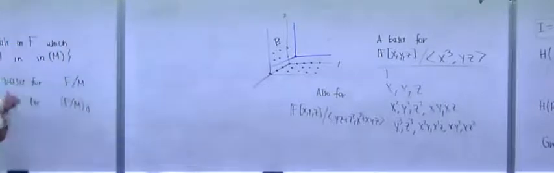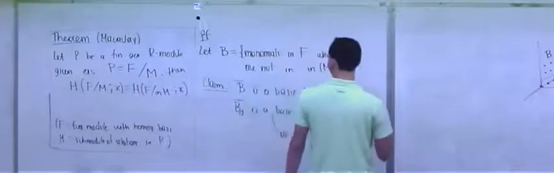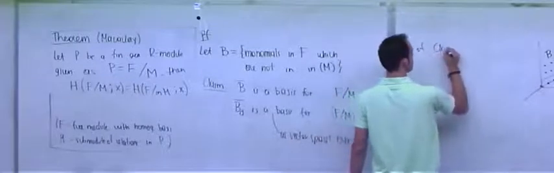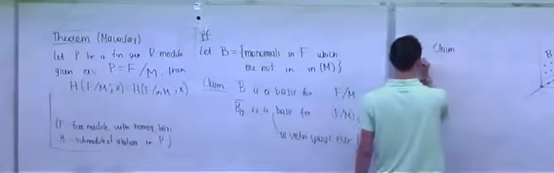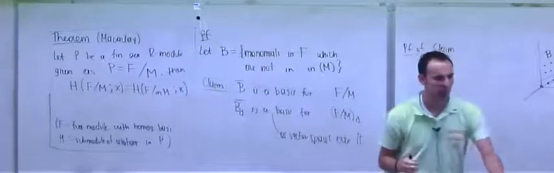Now, what do I mean here when I say basis? I mean basis as a vector space, right? As vector spaces over my field. Okay. So let's prove this claim. Are there any questions before I prove this claim?